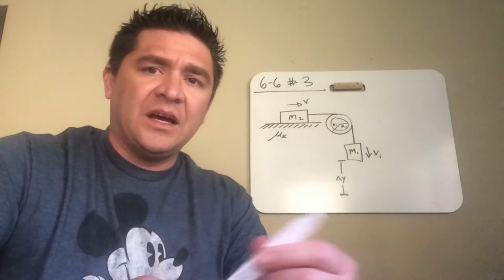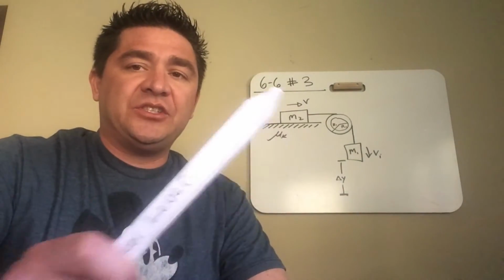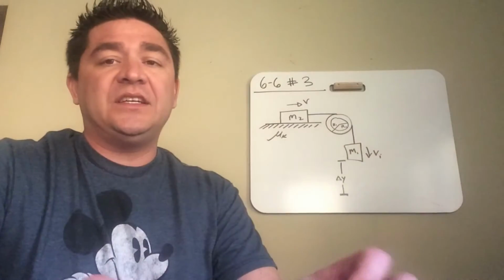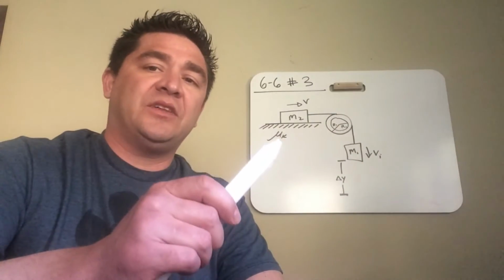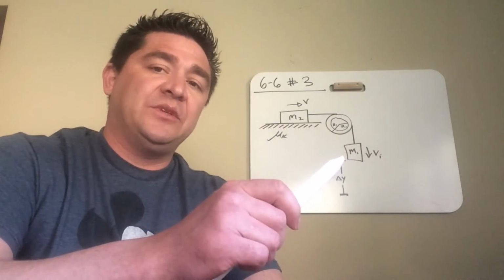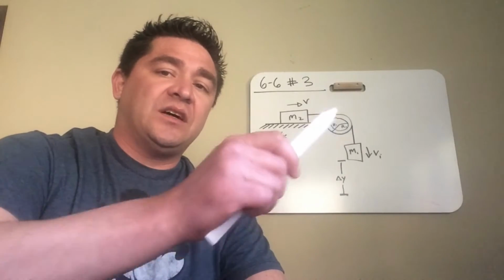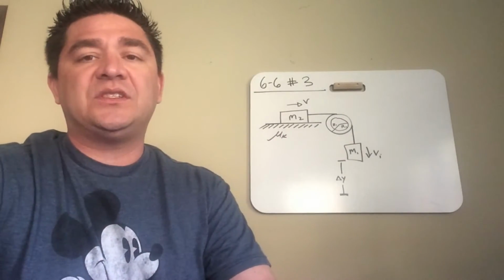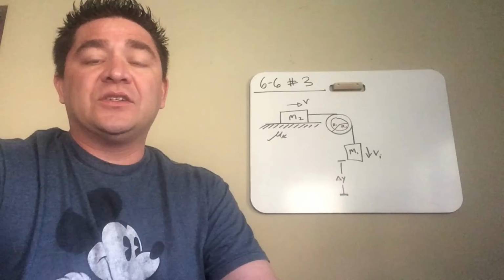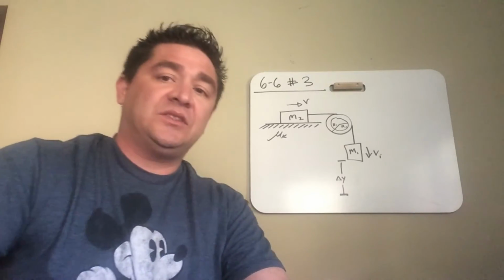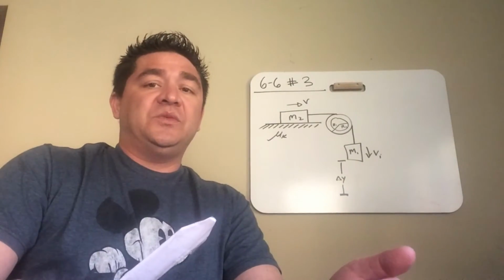So what do we got here? Basic situation is they're both moving at the instant we start caring about. So we've got an initial velocity here. We have the same initial velocity here, which means our pulley is rotating with some angular velocity as well. So what kind of energy do we have going on?